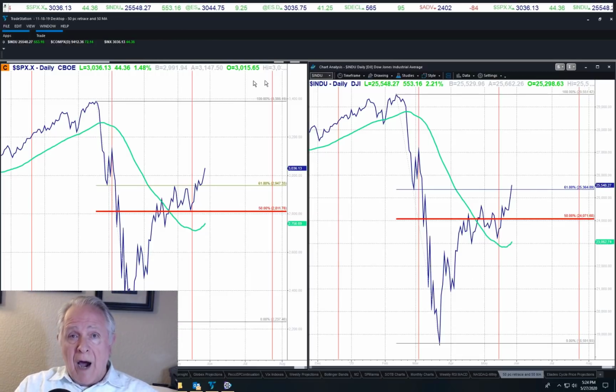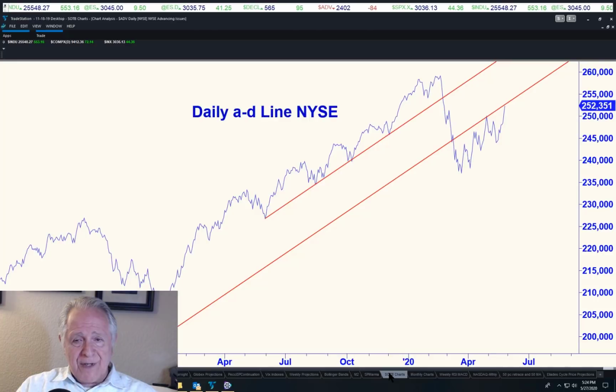So these are positive charts. They show positive momentum. The S&P got above the 61.8% retracement. The Dow Jones Industrial is just barely above it today. But I wanted to show you that. Now, one last chart. And this one's very interesting too, because this should be an old friend of ours.